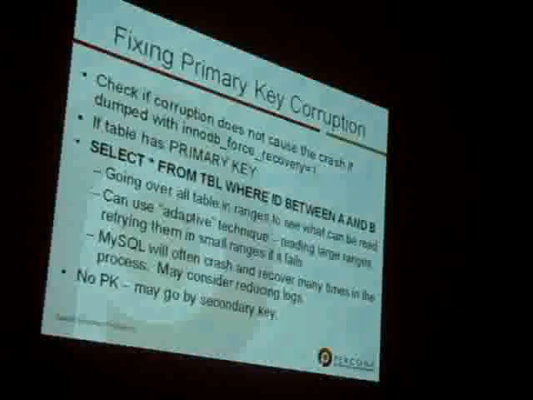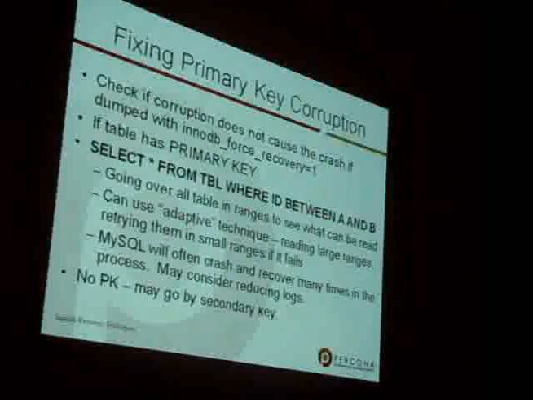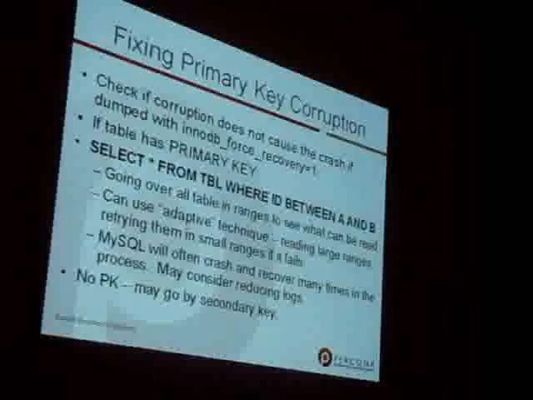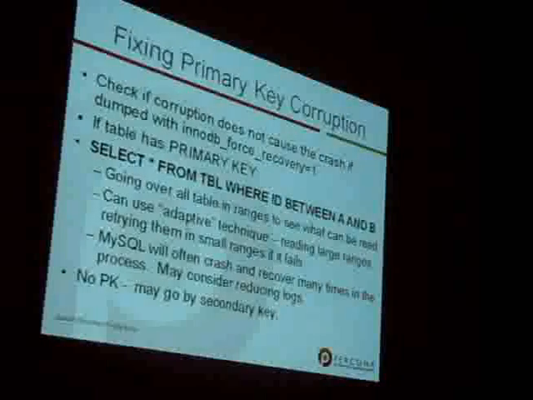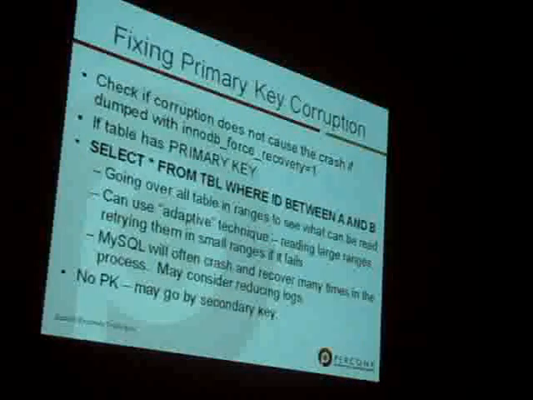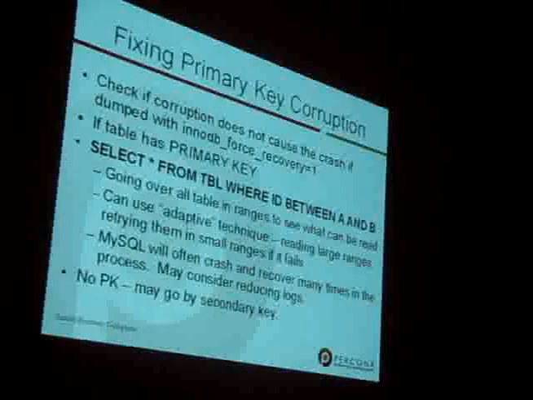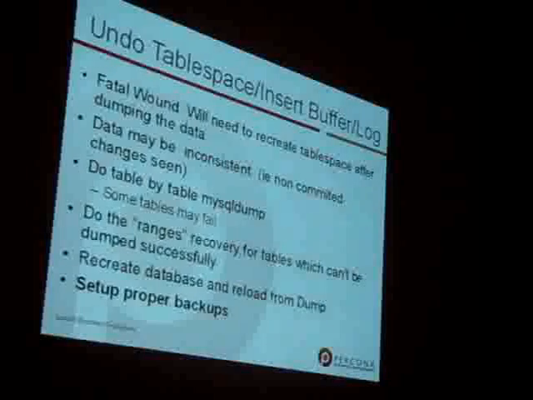Now, if you don't have a primary key in the table, then you have the hidden primary key which you can't access directly. In this case, you can try to go by secondary key ranges, which will then use the internal primary keys, which is less efficient but also possible.